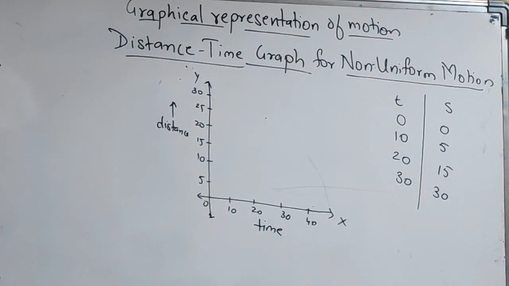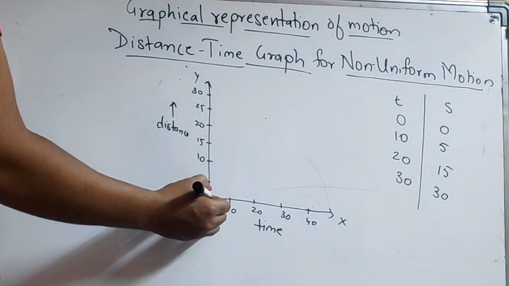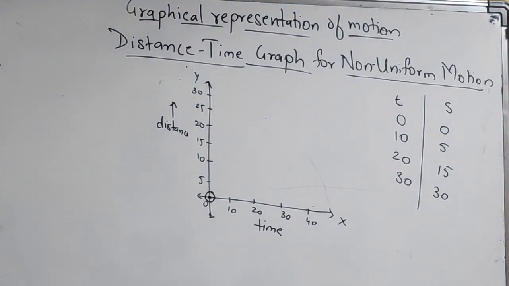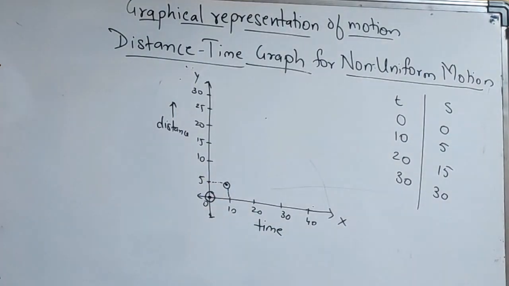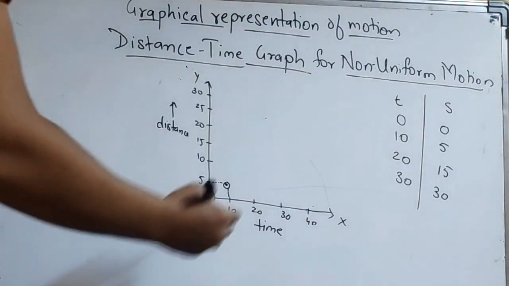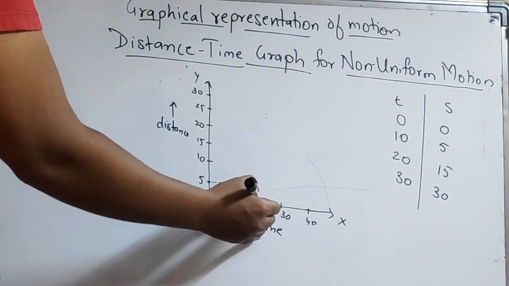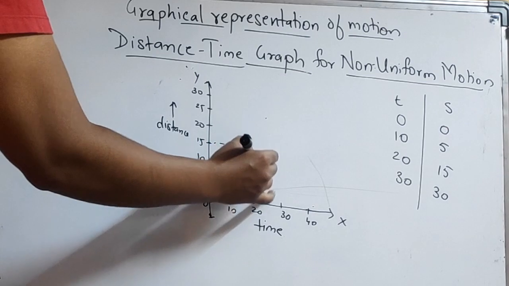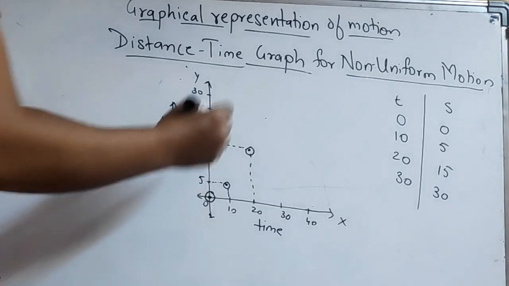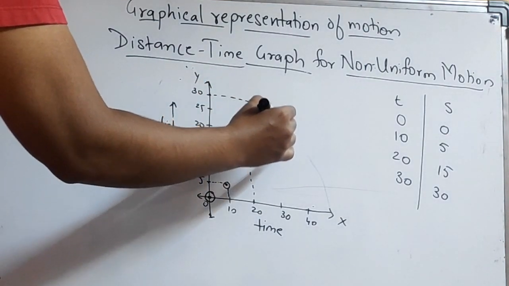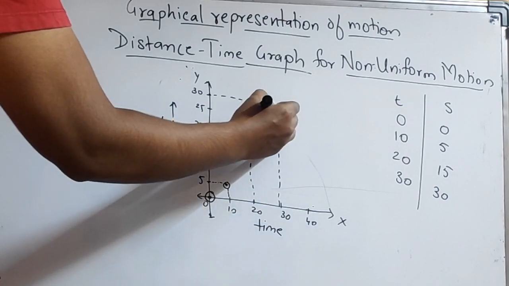Okay. Now let us try plotting the points. At 0 seconds the distance covered by the object is 0. At 10 seconds the distance covered is 5. At 20 seconds the distance covered is say 15. So you got something like this. And at 30 seconds the distance covered is 30. So you got something like this over here.